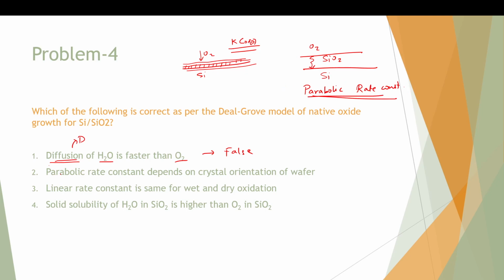So now intuitively, if you think, parabolic rate constant depends on crystal orientation of wafer. Why will it depend on crystal orientation of wafer when it is not limited by the silicon substrate itself? It's limited by the diffusion. Diffusion is not critical to the crystal orientation of wafer. So this is also false. So linear rate constant is same for wet and dry oxidation.